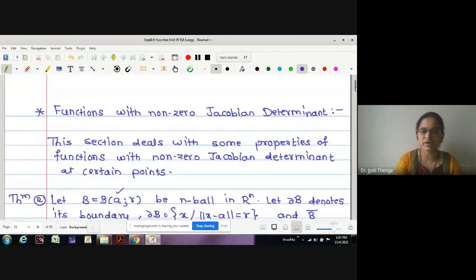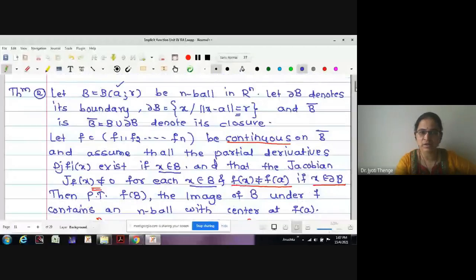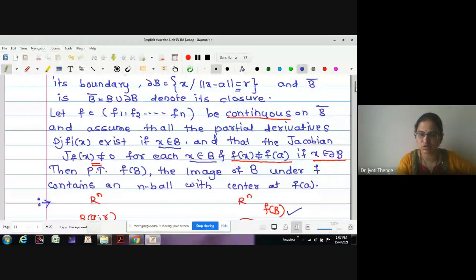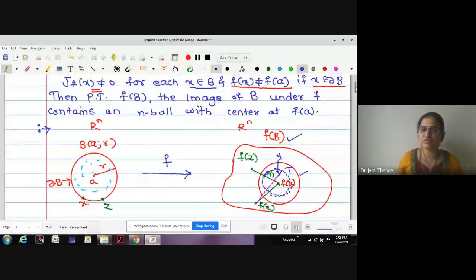What are the assumptions given? B along with its boundary is the domain considered. F is a continuous function assuming all partial derivatives exist. Jacobian determinant is non-zero. F of x is not equal to 0 for all the points x on the boundary. And we want to prove that this image of B contains an n-ball with center at f of a.